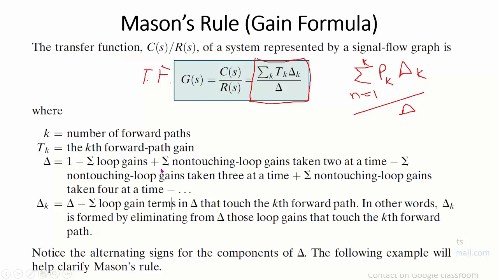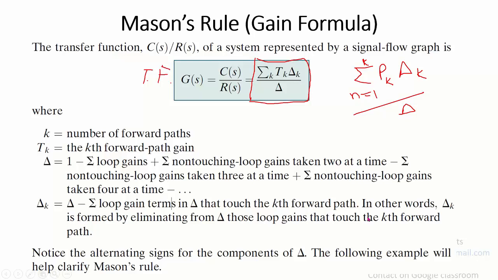Then you have plus summation of non-touching loop gains taken two at a time. Then you will identify the number of paired two non-touching loops. You will first have to identify non-touching loops. So two non-touching loops will be multiplied together, their gains will be multiplied together and summed with another pair of two non-touching loops. So I'll explain this when I do questions in the next slides.